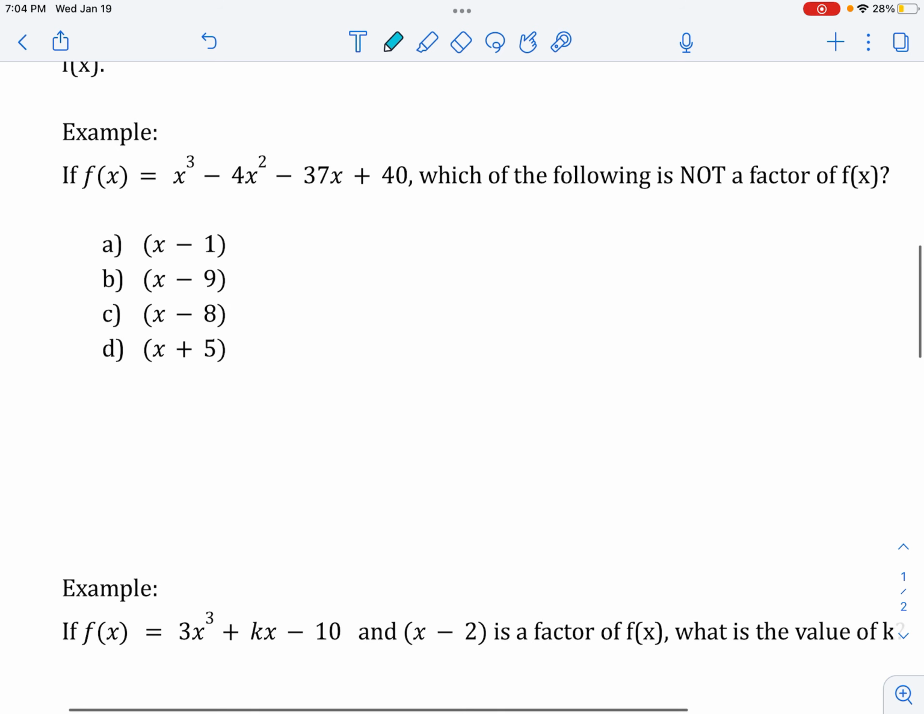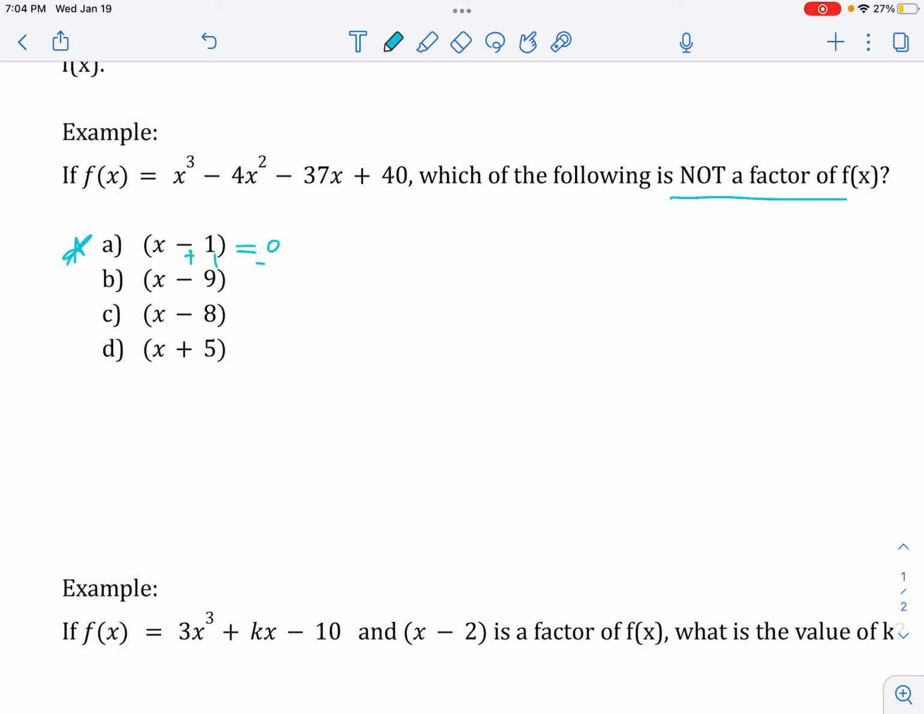Number 1, they tell me, okay, which one of these is not a factor? Well, if something's not a factor, it's not going to have a remainder of 0. So they give me 4 options. I'm just going to start with the first one and try synthetic division until I get an answer. So if I firstly want to divide x minus 1, I should set that equal to 0.